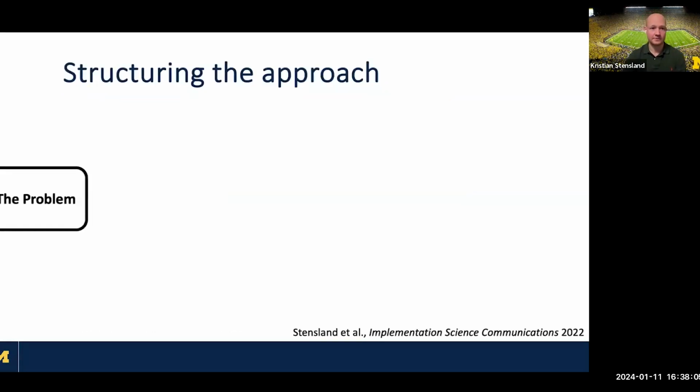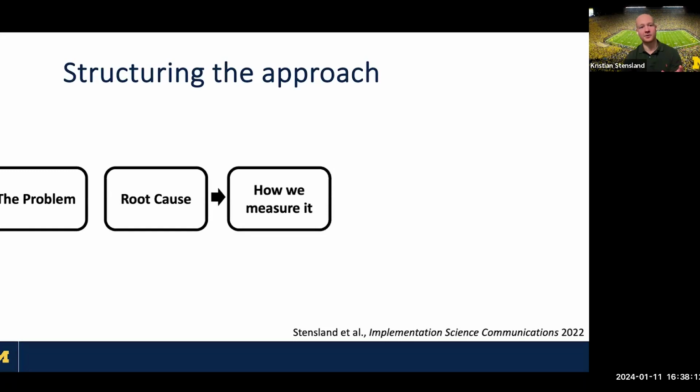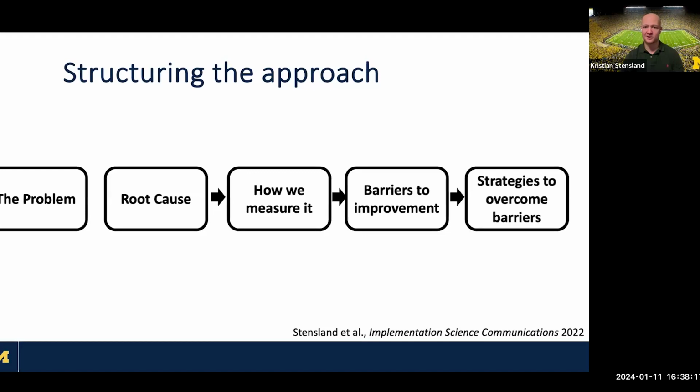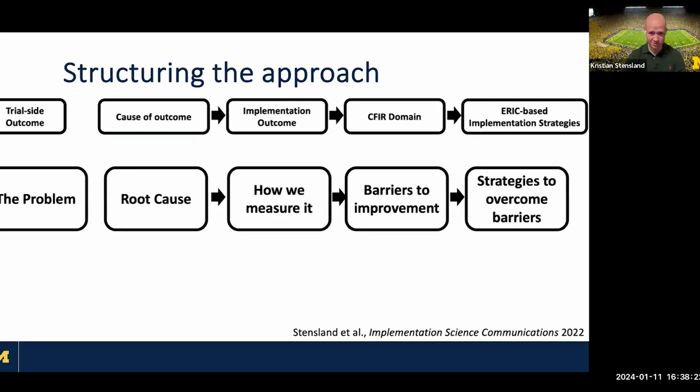And so I wrote a paper and developed a conceptual model to structure this approach within an implementation science context where we take a problem, we try to identify the root cause, figure out how to measure it, and then we can identify barriers to improvement based on those measures and then develop strategies to overcome the barriers. We're not going to do a super deep dive into all of the implementation frameworks here, but there is sort of a linking framework for each of these. The cause of the outcome, implementation outcome that we've used Proctor's outcomes for, C for domain, which is called a determinant framework, and then linking that back to ERIC-based implementation strategies.